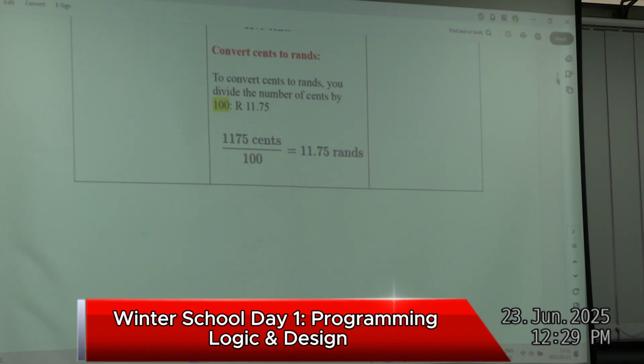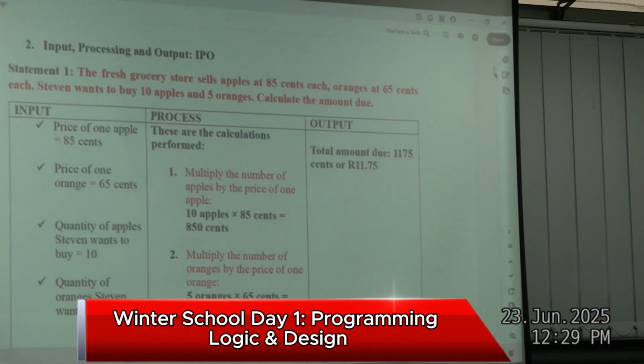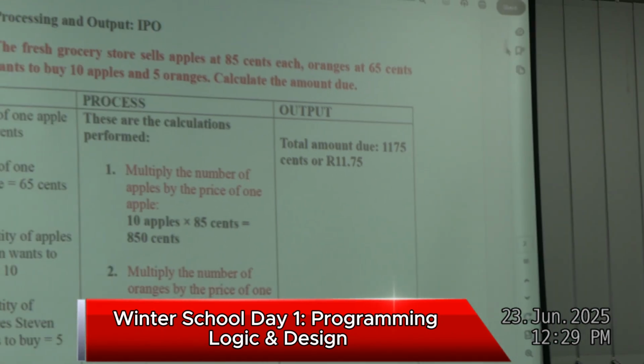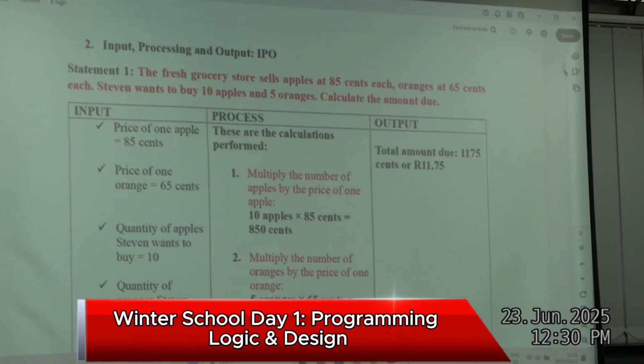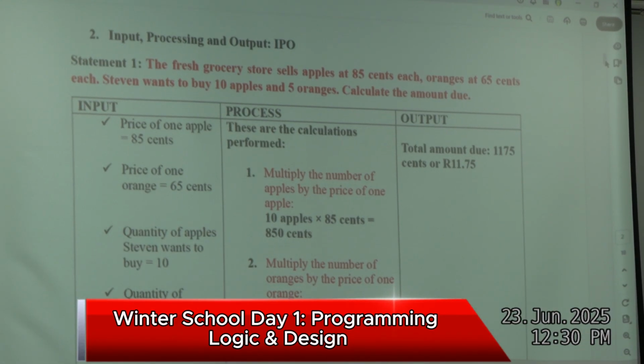Now the output will be that amount. In the output column, you must put only the output. In the processing column, you must put only things related to processes. In the input column, you must put only things related to input. Don't confuse or mix them. If you take things from input and put them in processing or output, you get zero, immediately.